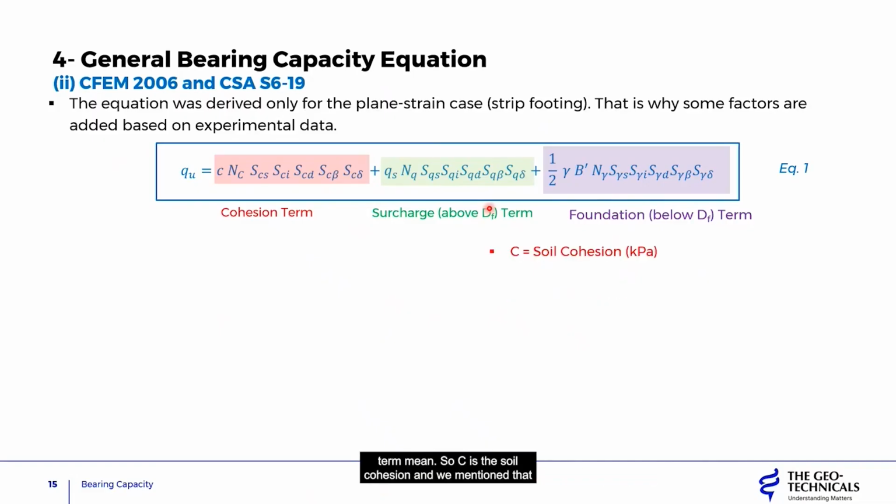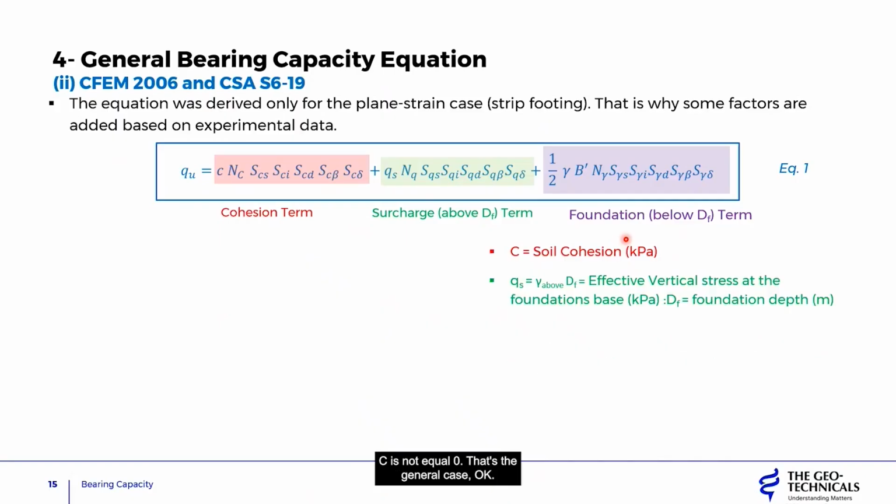So C is the soil cohesion, and we mentioned that before. If you have sand, usually sand doesn't have cohesion. Just imagine you play on sand somewhere on the beach, and the particles are not connected together somehow. It's usually loose, and the particles are not adhesive to each other. So there's no cohesion. So sand usually doesn't have cohesion, so C equals 0, but clay does have cohesion, so C is not equal to 0. That's the general case, okay?